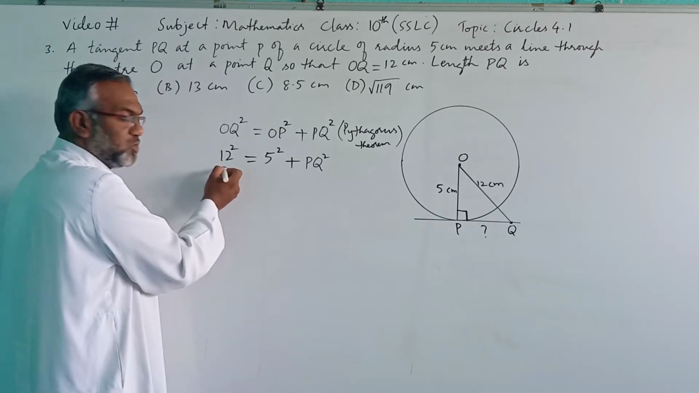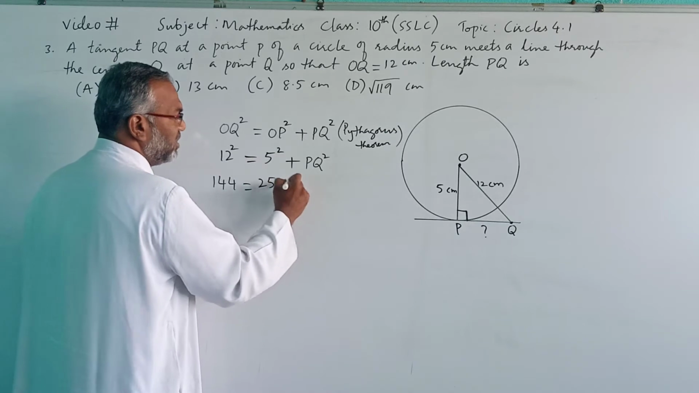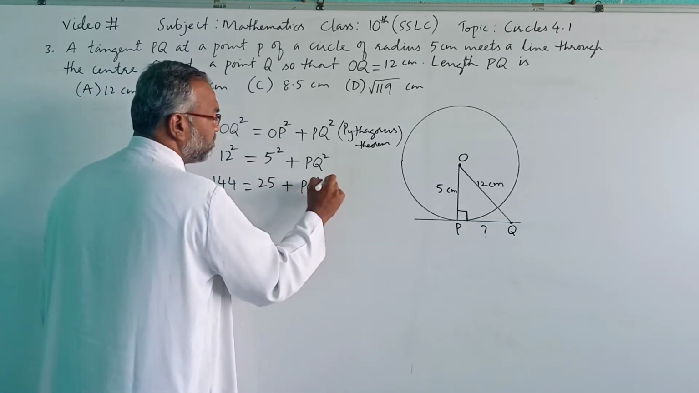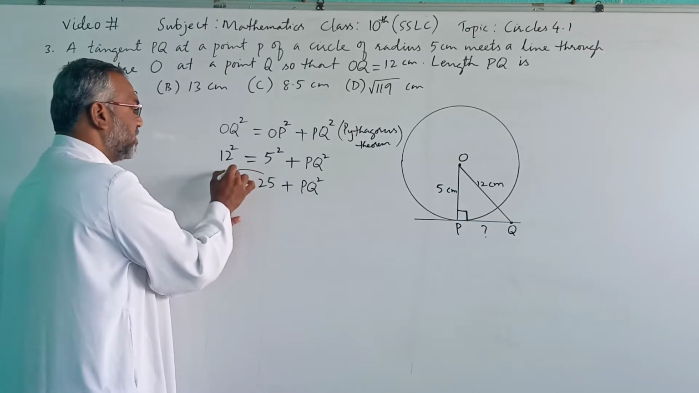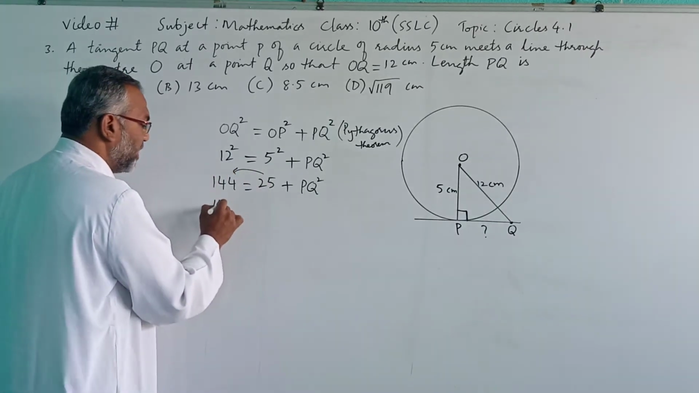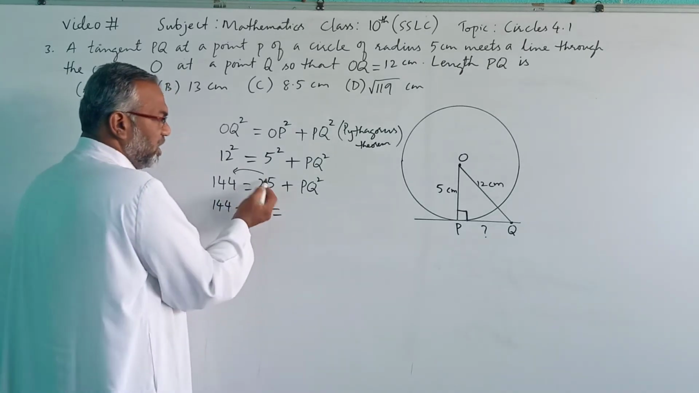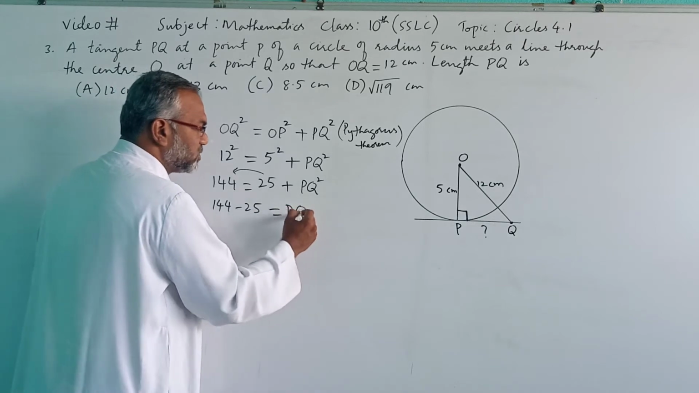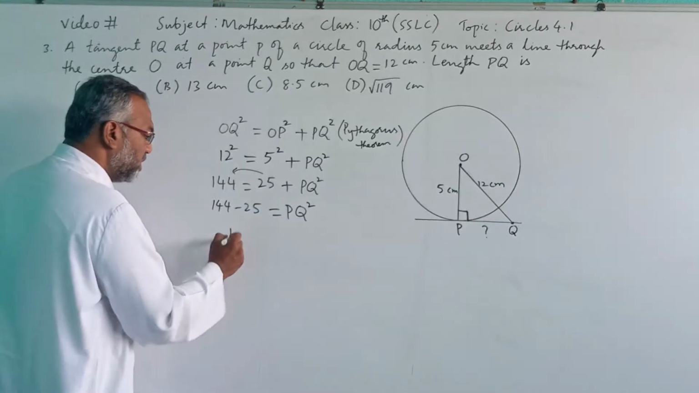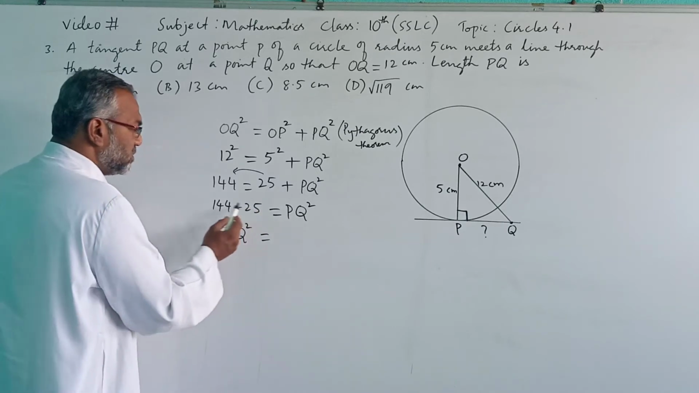We know that 12 square, which is 144, is equal to 5 square, which is 25, plus PQ square. To solve this, we have to make PQ alone. To make PQ alone, take 25 here. It will become 144 minus 25. If you transfer 25 here, it's positive, so it will become negative. Then PQ square is equal to 144 minus 25.